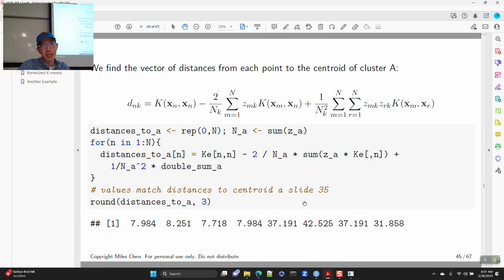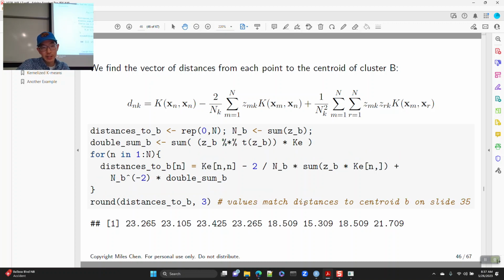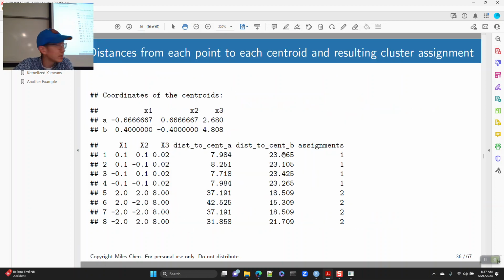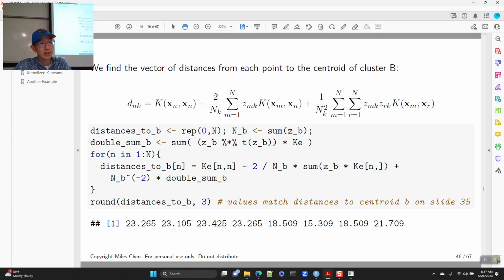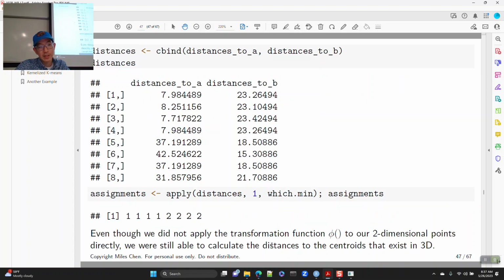And nowhere in here do we actually calculate the centroid itself. Same thing with the other column. If I go back to slide 36, I have 23.265, 23.105. That's what we have, 23.265, 23.105. So we get those distances to the centroids, despite not calculating the centroids themselves.